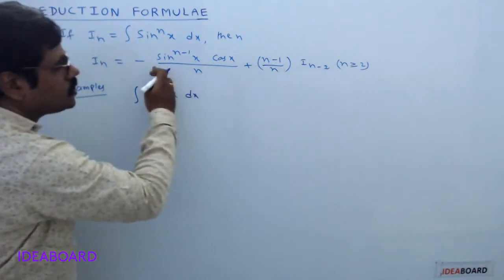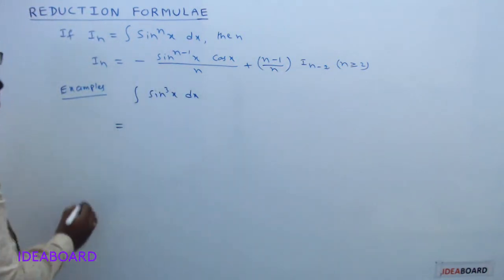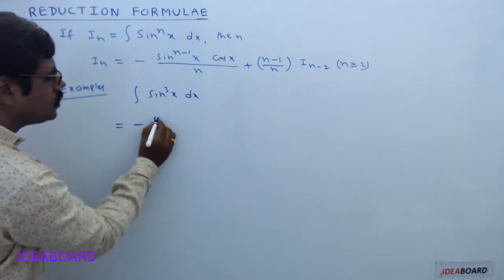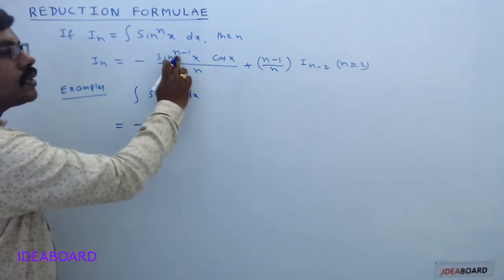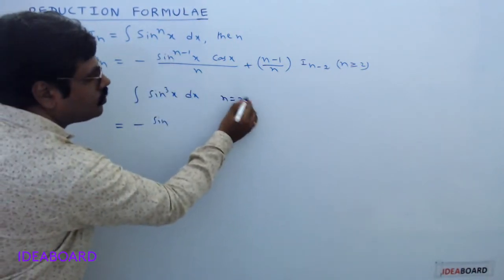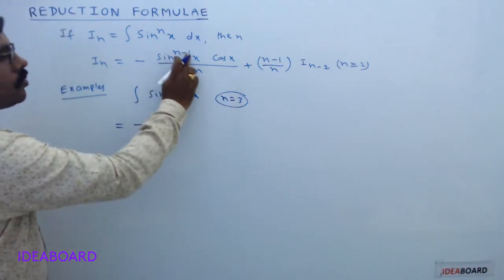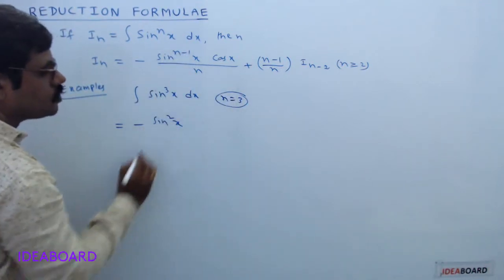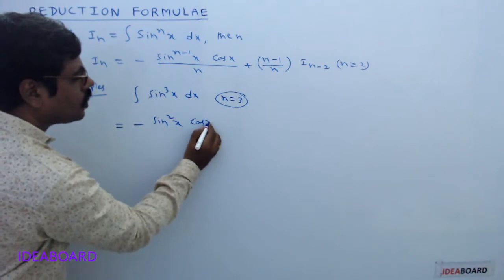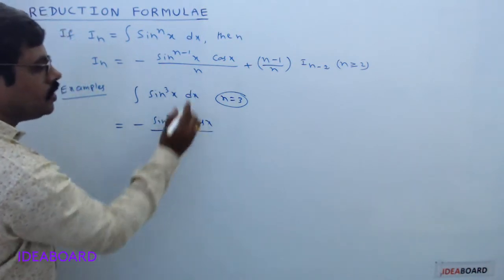So use this formula. So this equals minus sin^(n-1)x. What is your n value? 3. So 3 minus 1, 2. So sin^2 x into cos x divided by n.